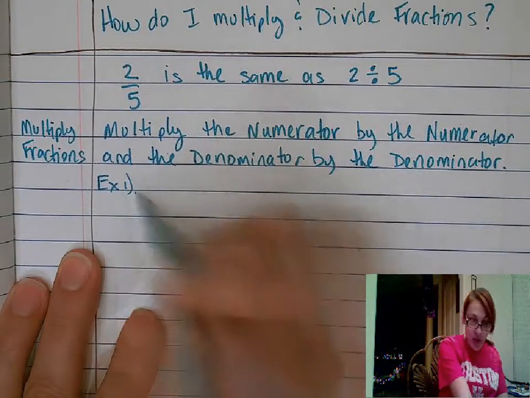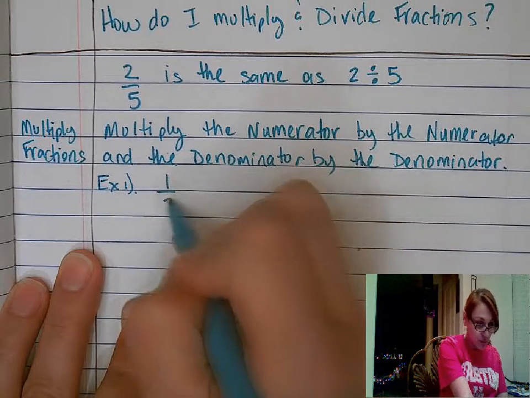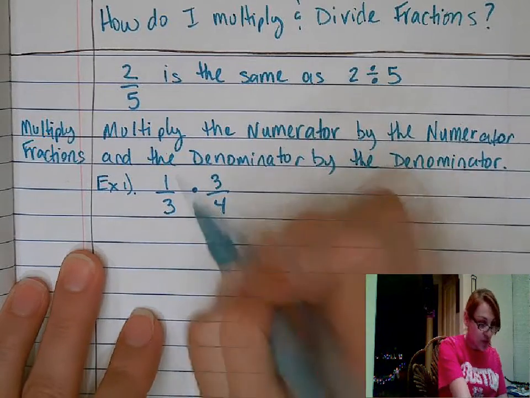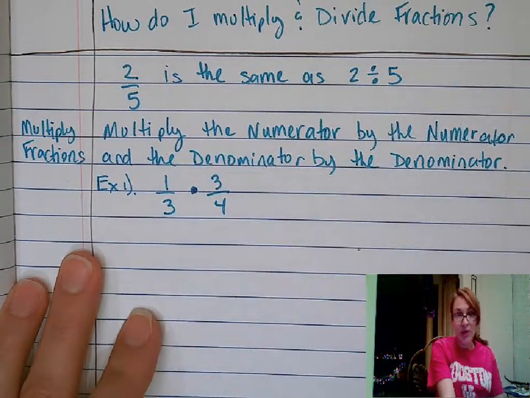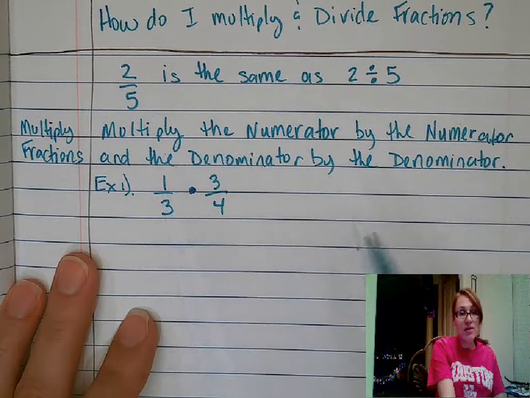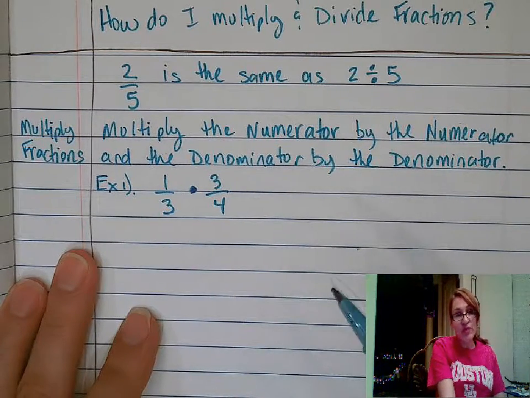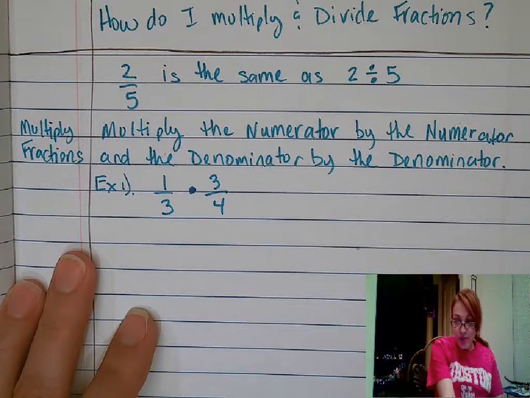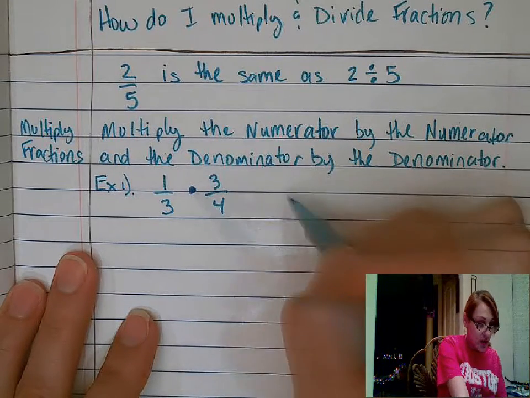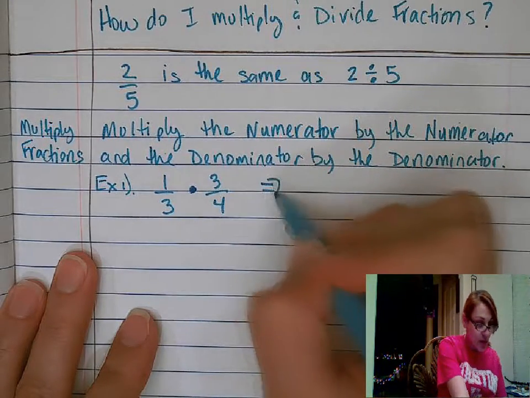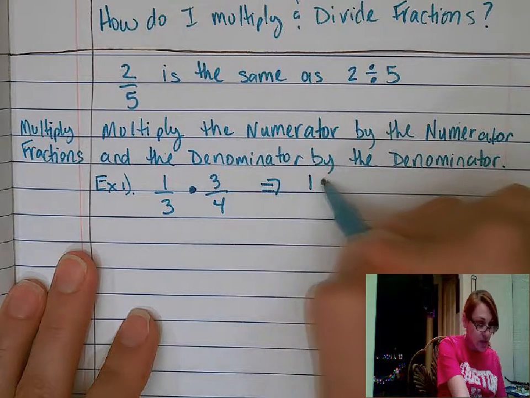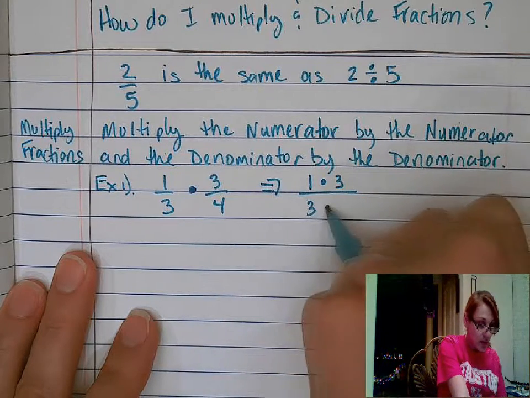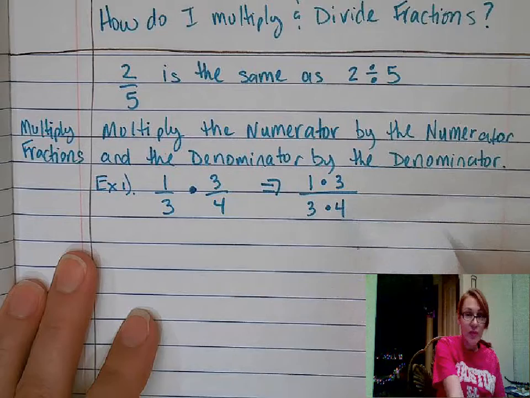So example 1. Let's take 1/3 times 3/4. Okay, you guys remember this little dot here means that you're going to multiply. So the rule says, when you multiply fractions, you multiply the numerator by the numerator and the denominator by the denominator. So that's what we're going to do. We're going to take the numerator times the numerator, so 1 times 3, and multiply the denominator by the denominator.